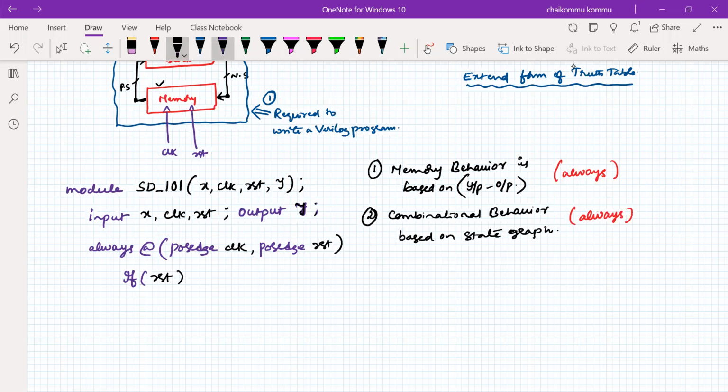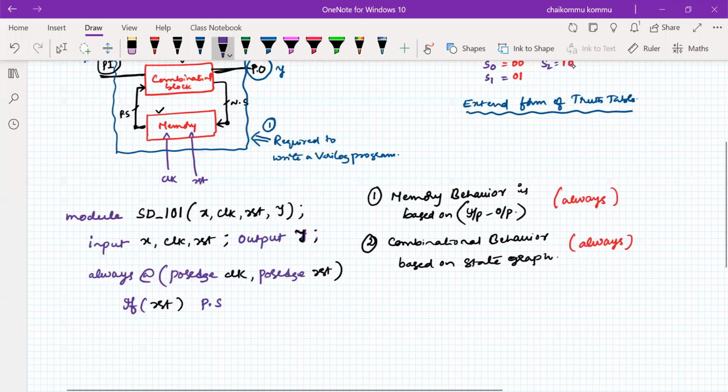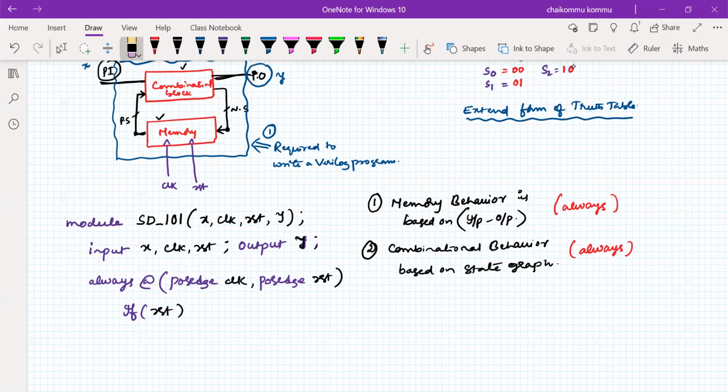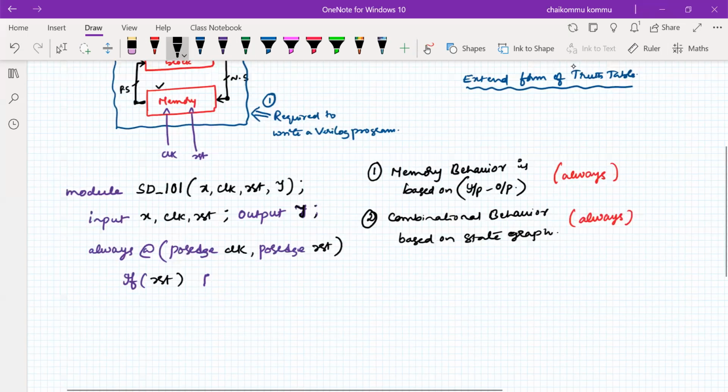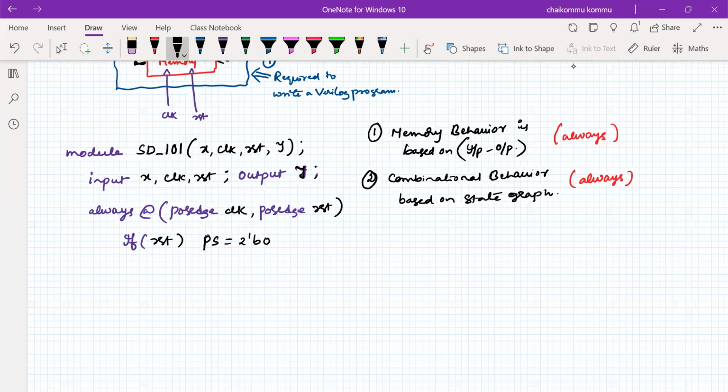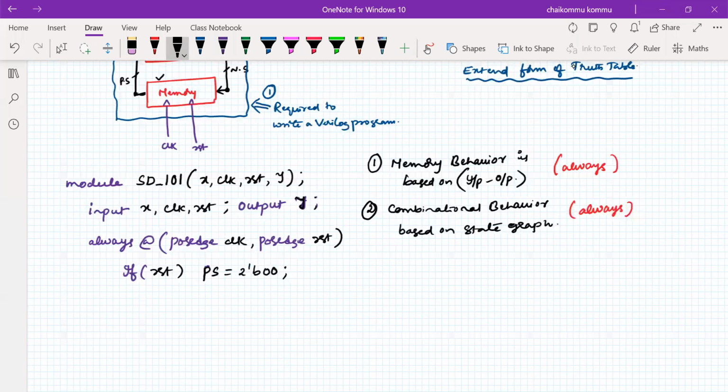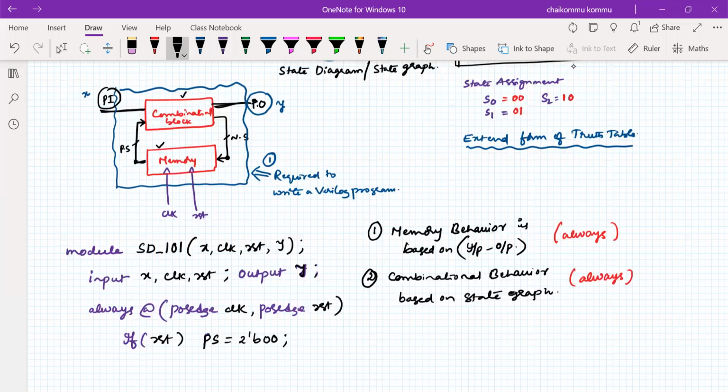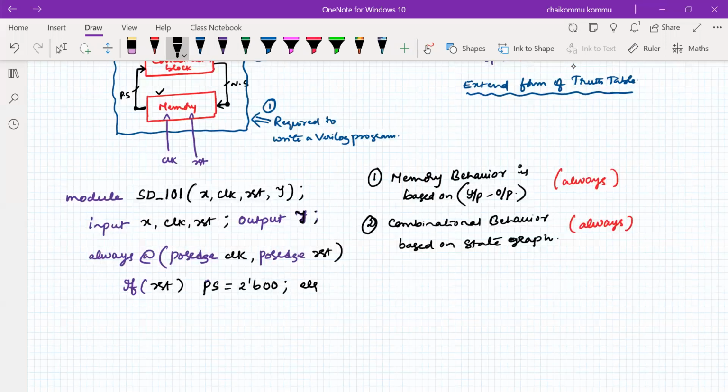Let us consider present state is PS. Don't write it as P dot S; dot is not allowed. Directly you can write PS here. Present state is equal to 2 bit of 00, because we are writing the 2 bits only. Okay, next else, it is not true.